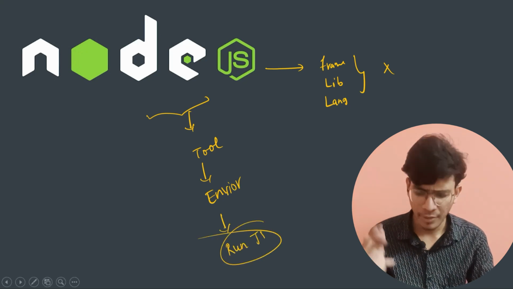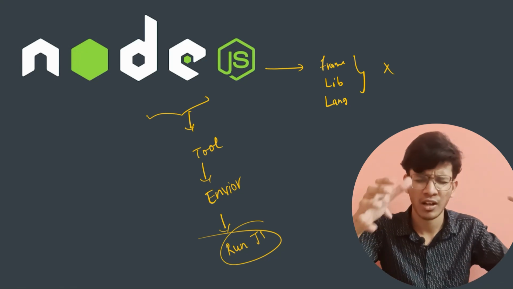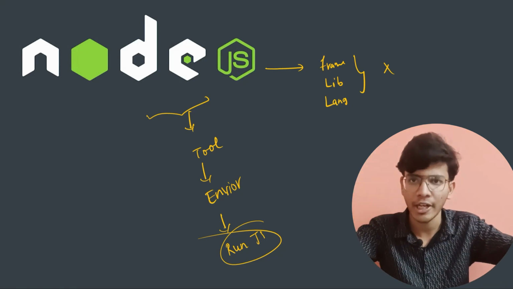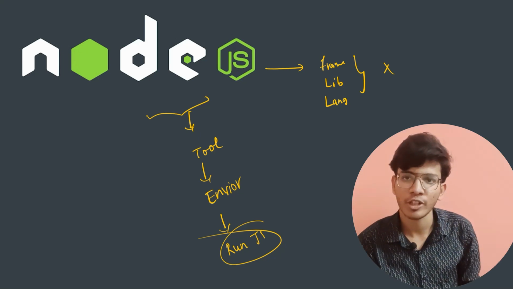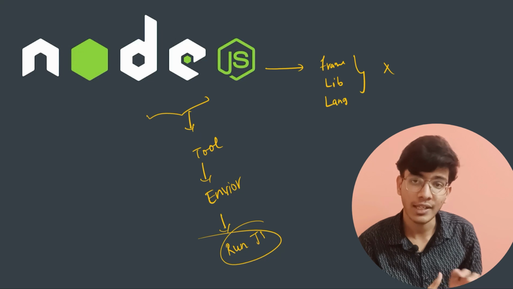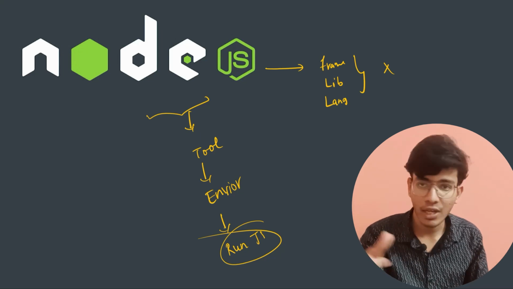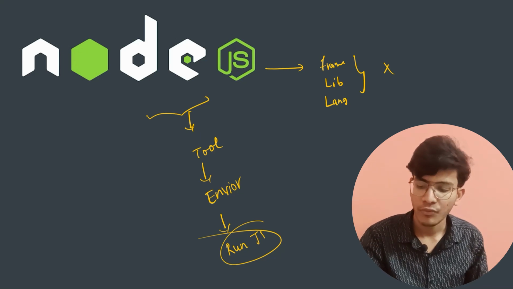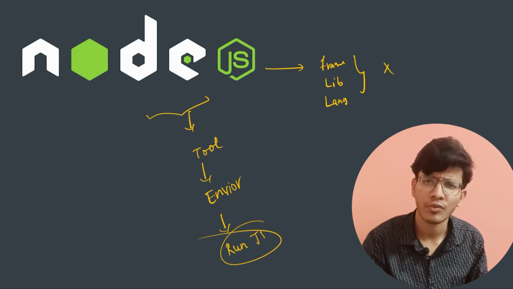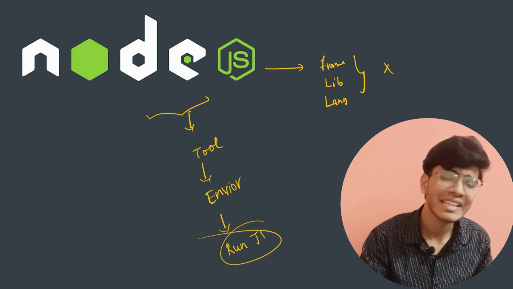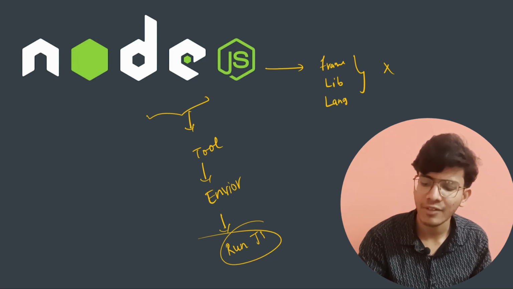Now you might ask, Jabir, okay, we have understood that Node.js is an environment where we can write our JavaScript code and that code will get executed. But why do we need it? And if we are executing our code in VS Code, then what's the use of Node.js and what's the need of it? Why do we use it?